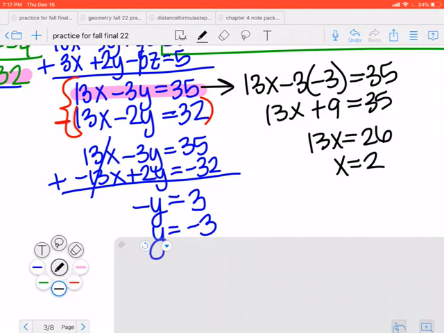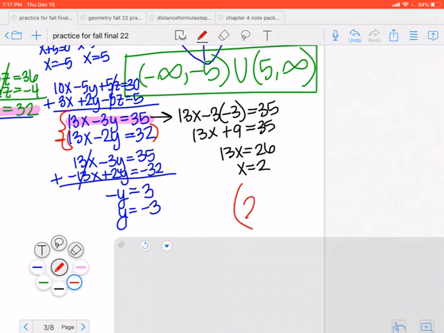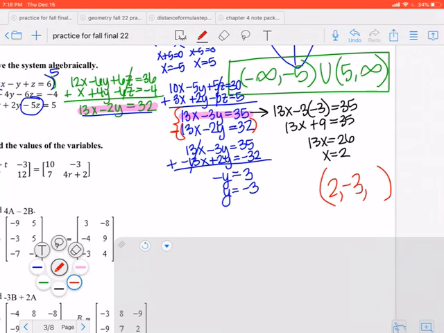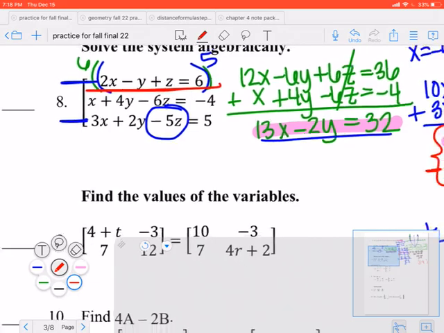So now we have our x and our y. X, y, z is going to be our answer. X is 2, y is negative 3. We just need that z. So I'm going to take my 2 and negative 3 and come back over here and plug them into, I can use any of those three. And since I'm trying to find z, I'm going to use the top equation because it doesn't have a coefficient on the z, and that's just going to make it a little simpler for me.